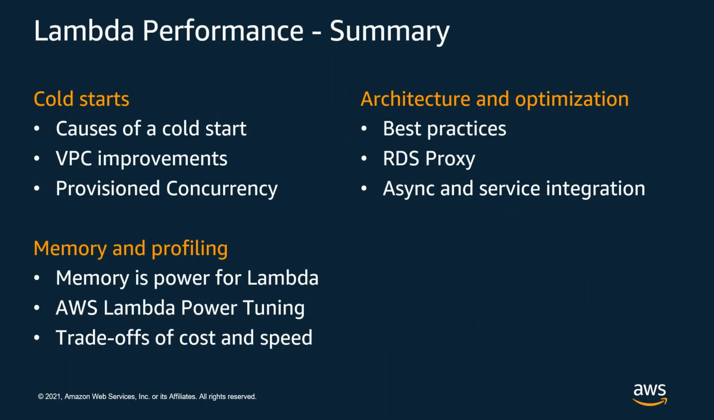Cold starts, how they're caused, and how you can improve them, also explaining how the new VPC networking behavior no longer impacts cold starts. How you can use provisioned concurrency to avoid cold starts completely when you need it, and this is generally for high-scale synchronous workloads. I looked at memory and profiling, how memory is the power lever for CPU and networking throughput as well. How to use Lambda Power Tuning to decide between cost and speed, including how to compare functions, which is helpful for migrating to ARM-based Graviton 2. And some architectural optimization best practices, including RDS Proxy and the power of asynchronous processing and service integrations.